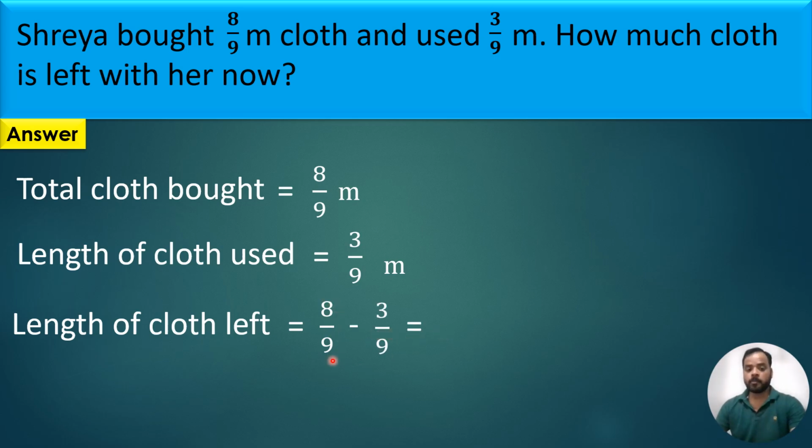So look, 8 by 9 and 3 by 9 are like fractions because the denominator is the same. So when we calculate the difference for like fractions, the denominator is the same. Here 9 is there, so we will get 9 there also. To get the numerator, we have to subtract the numerators of these fractions. So 8 minus 3, which is equal to 5 by 9. So 5 by 9 part of the cloth is left with Shreya.